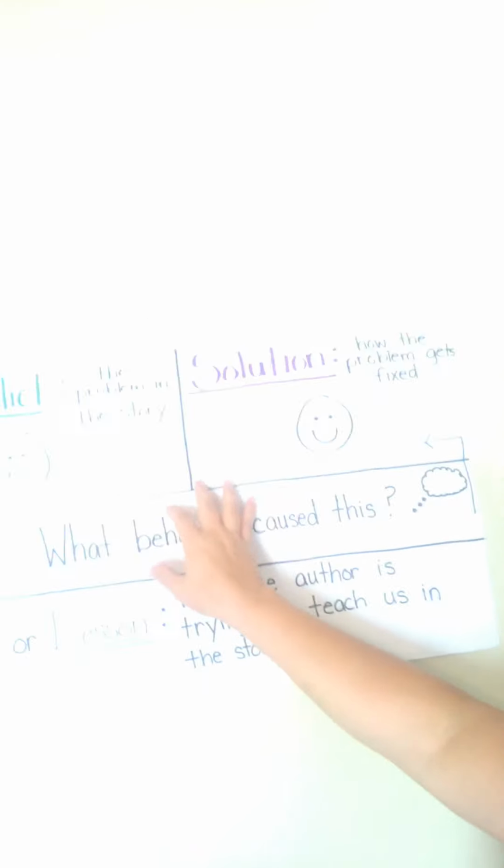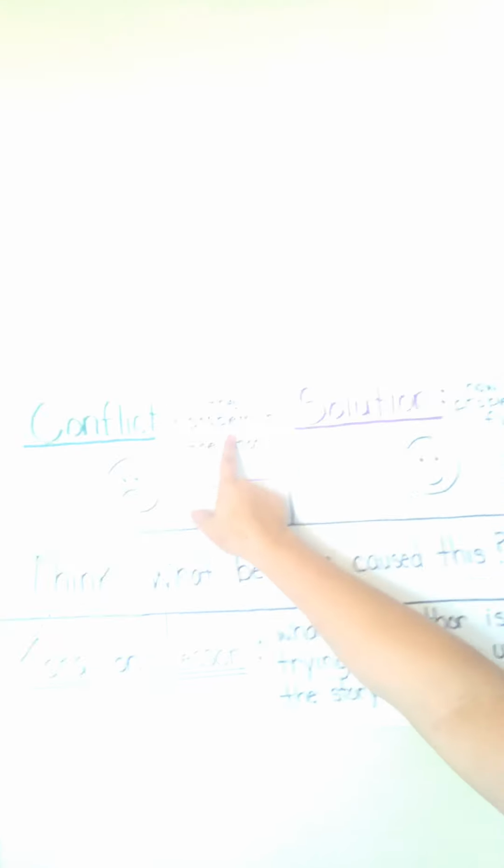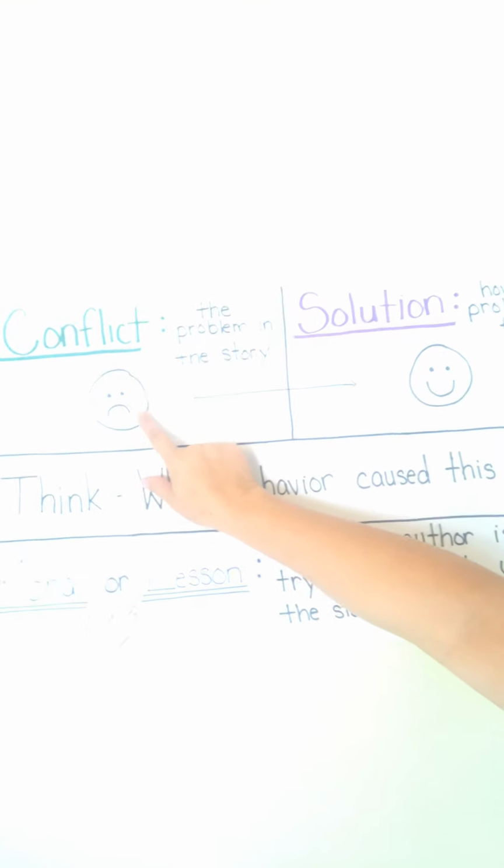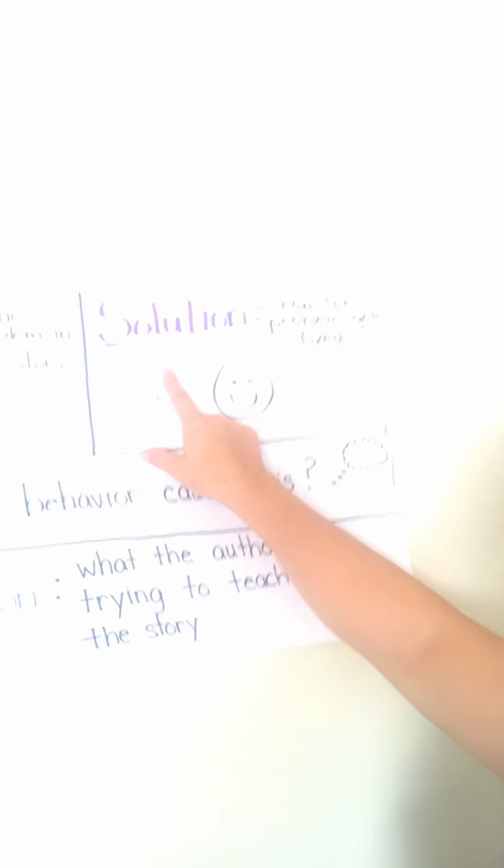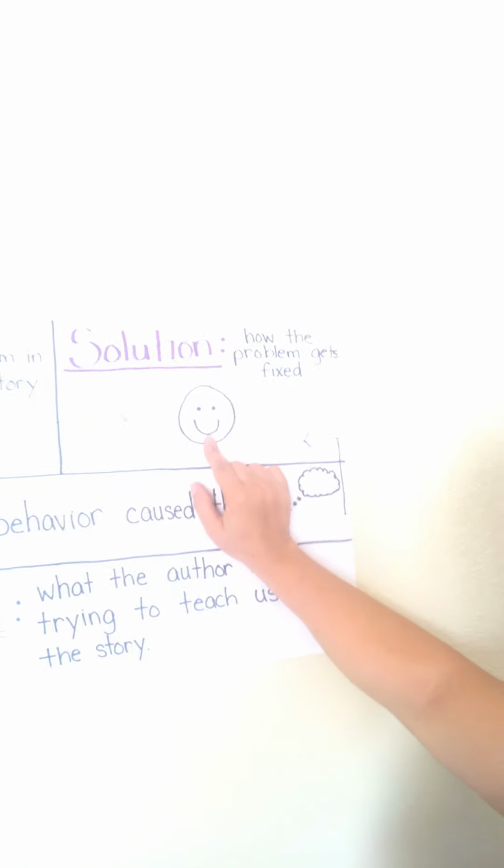So we see here the conflict is the problem in the story. It's the sad thing that happens, sad or bad thing, but the solution is how the problem gets fixed. We have a happy face, okay? When we are talking about the conflict or problem in the story and the solution, how it gets fixed, we do want to think about the behavior that may have caused that. So what was the reason? What happened that caused that problem to be in the story or to be apparent, something that happened?